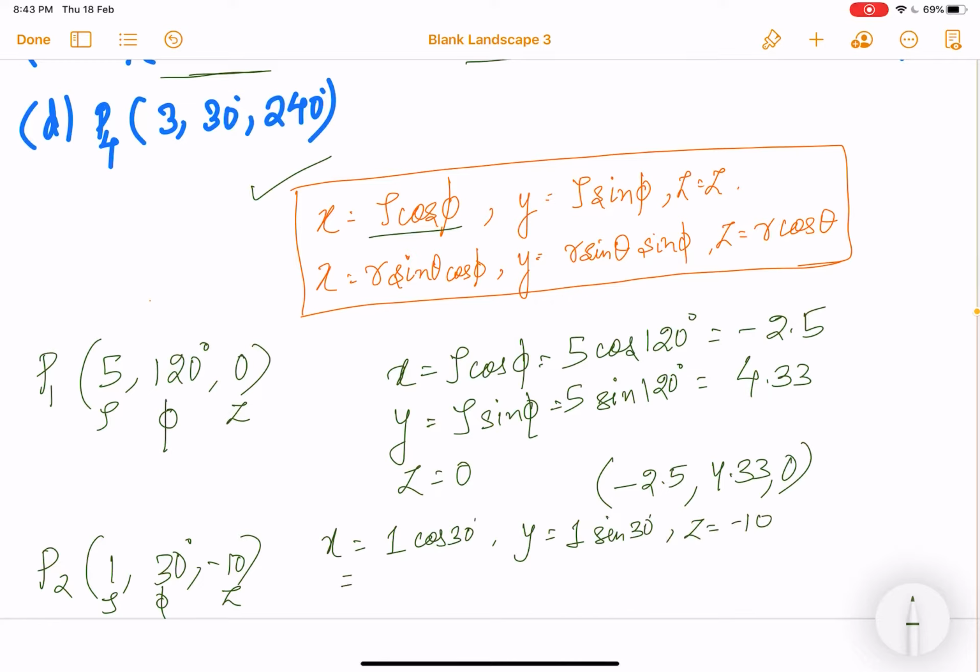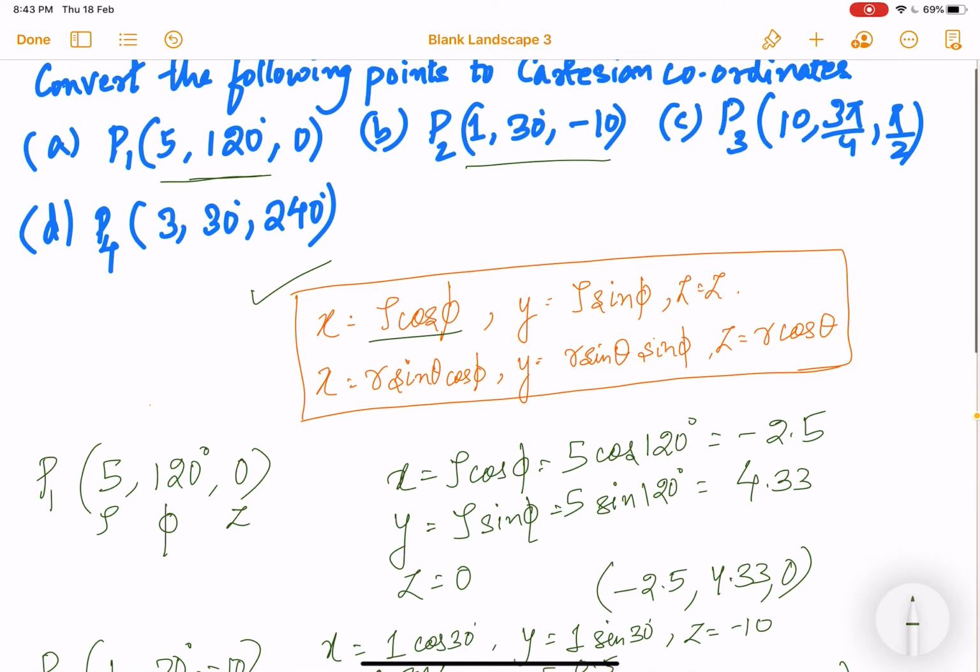Then what is cos 30 degrees? Well, it's 0.866. And what is sine 30 degrees? This is 0.5. So your coordinates will be 0.866 comma 0.5 comma minus 10. Do it with me, do it quicker than I'm doing.